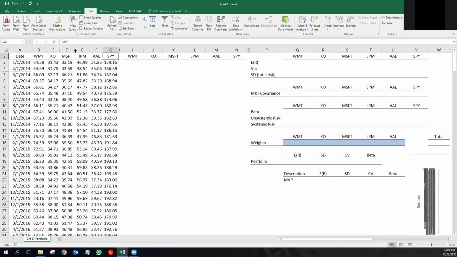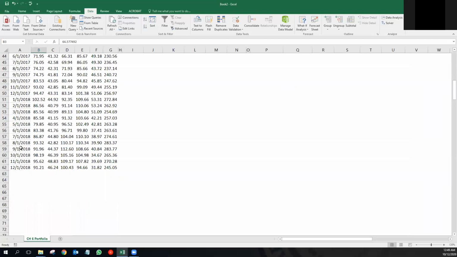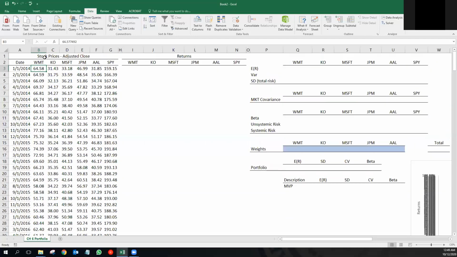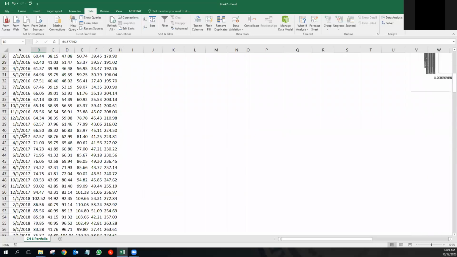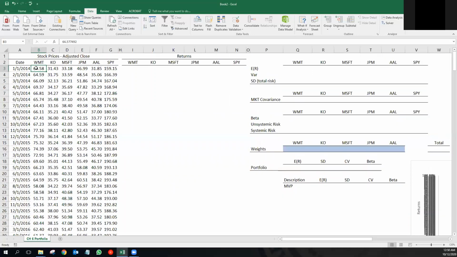Okay, so these dates are obviously old, but what we have here is monthly data over a few years. And these are just the stock prices, not the returns yet. So by just having the change in prices, we have all the information we need to balance a portfolio and diversify to the best of our ability.